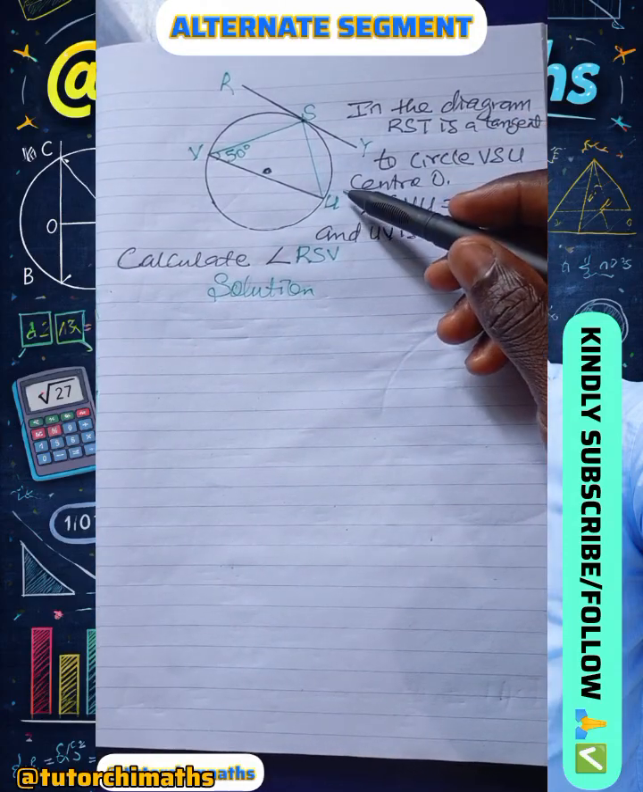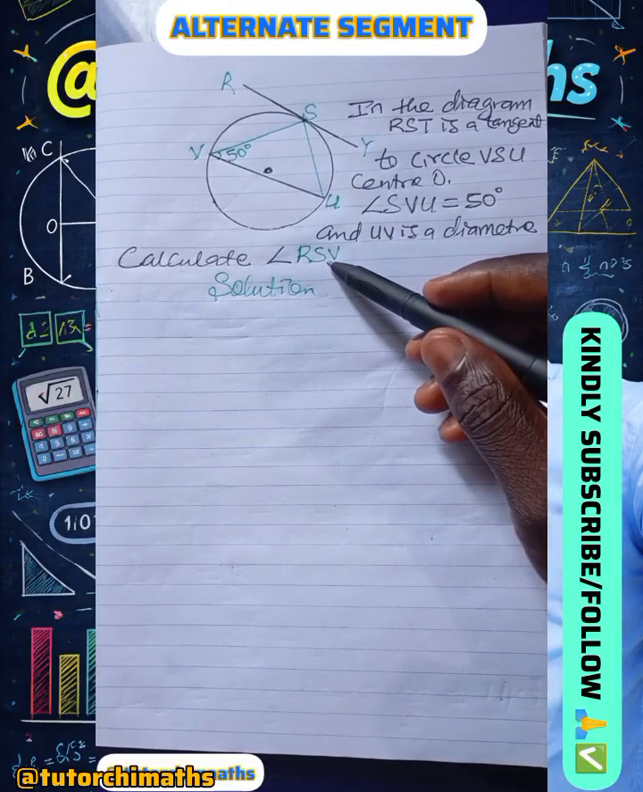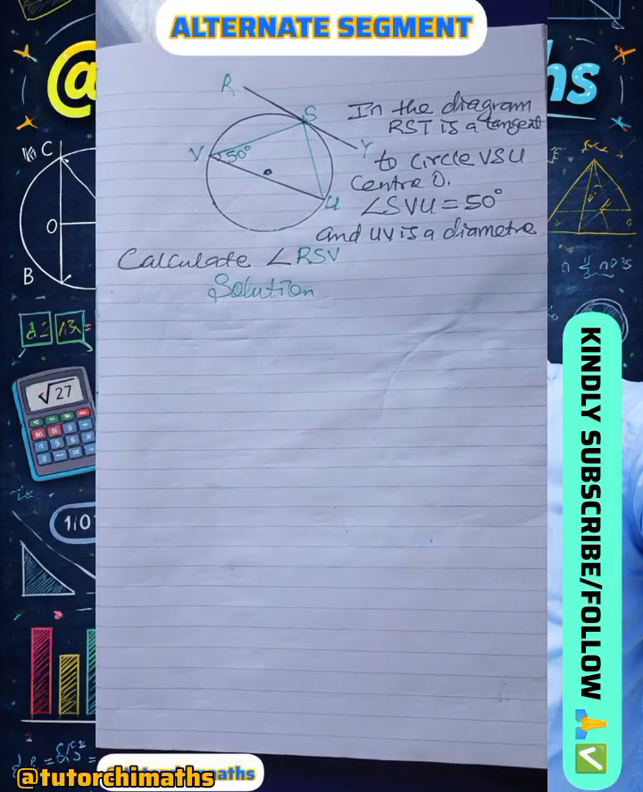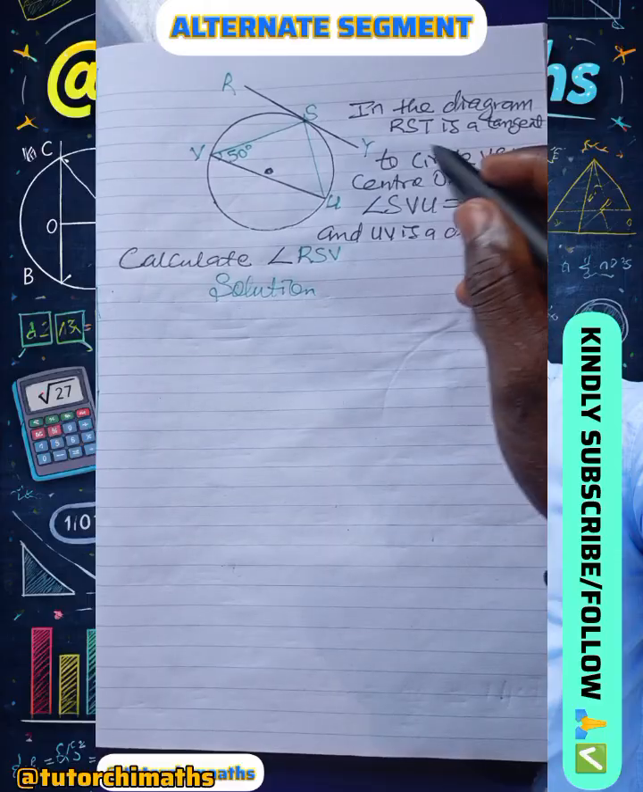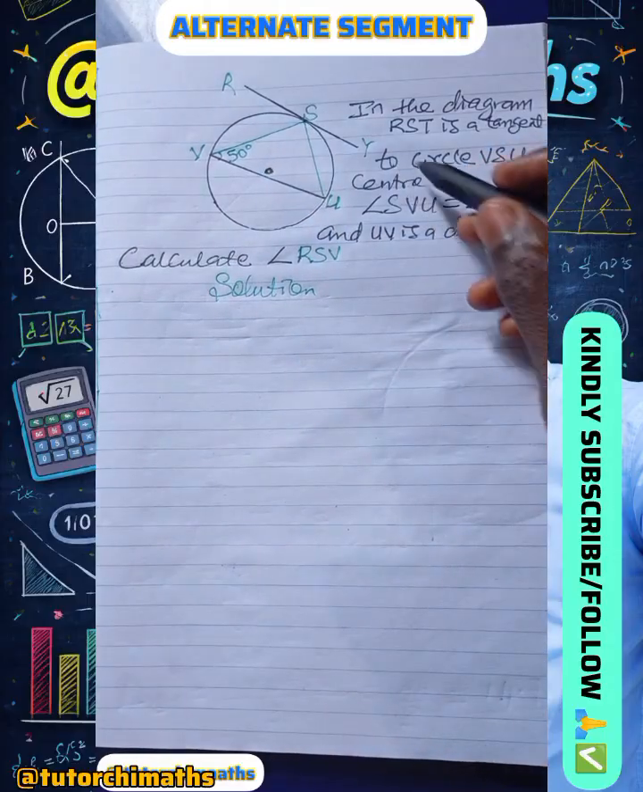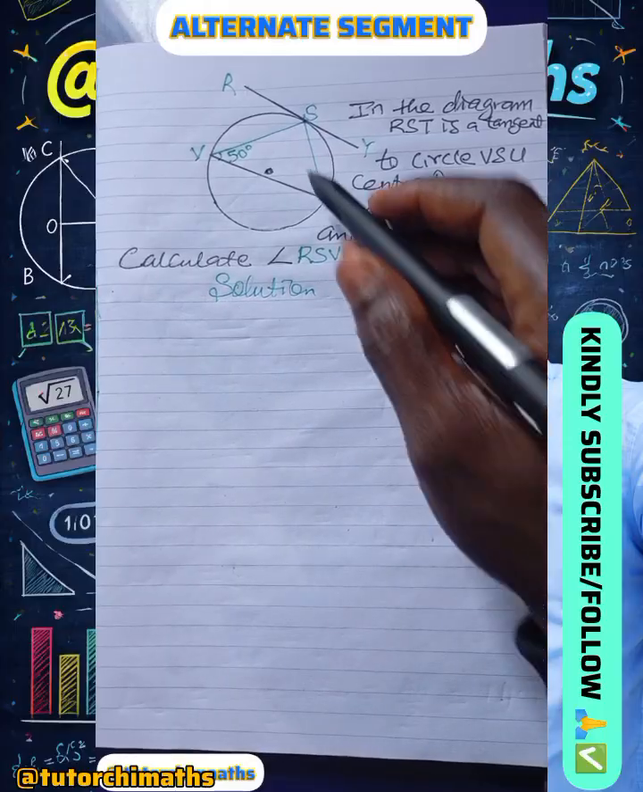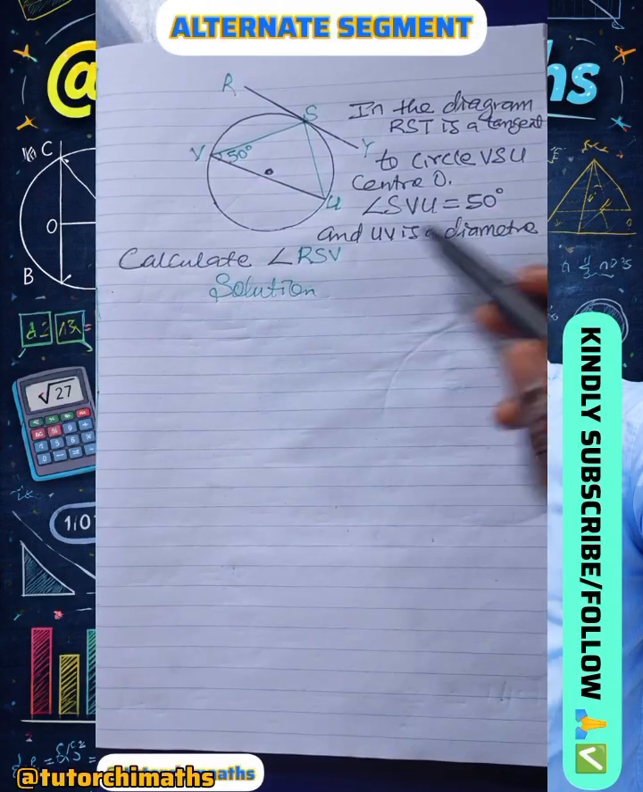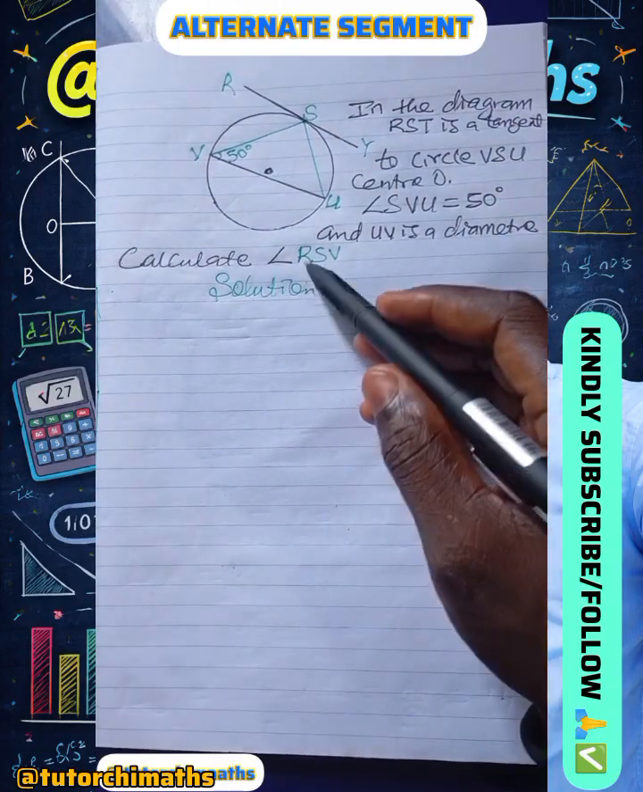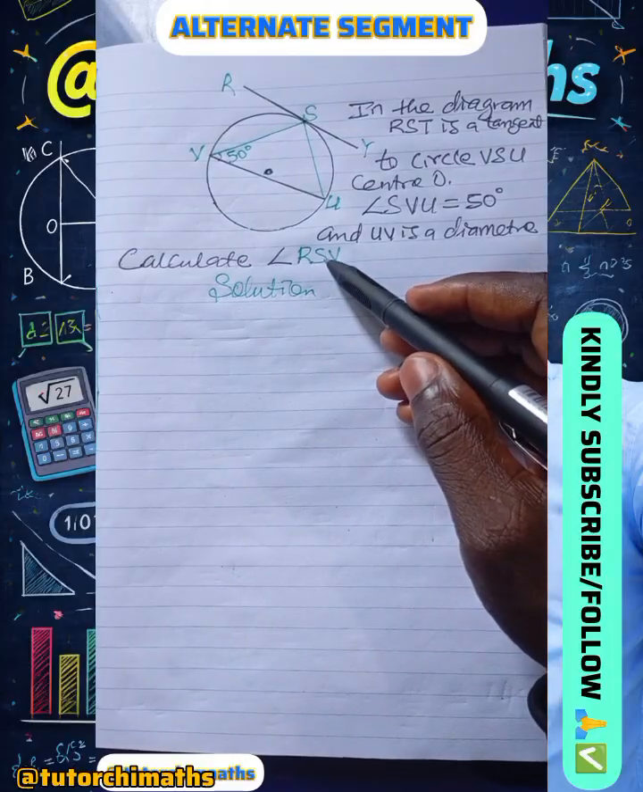Let's solve for angle RSV in this diagram. We're given that in the diagram RST is a tangent to the circle with center O. If angle SVU is 50 degrees and UV is a diameter, we should calculate angle RSV.